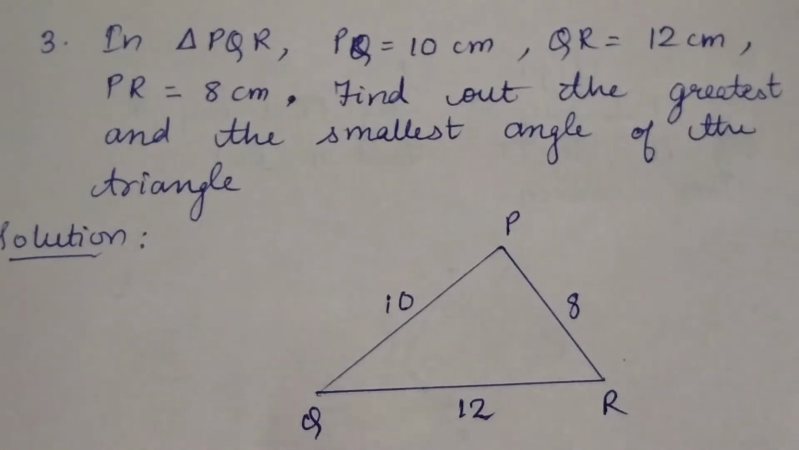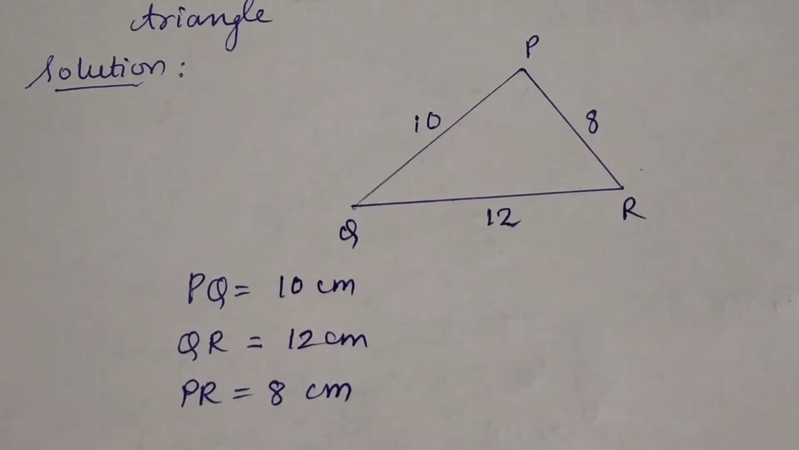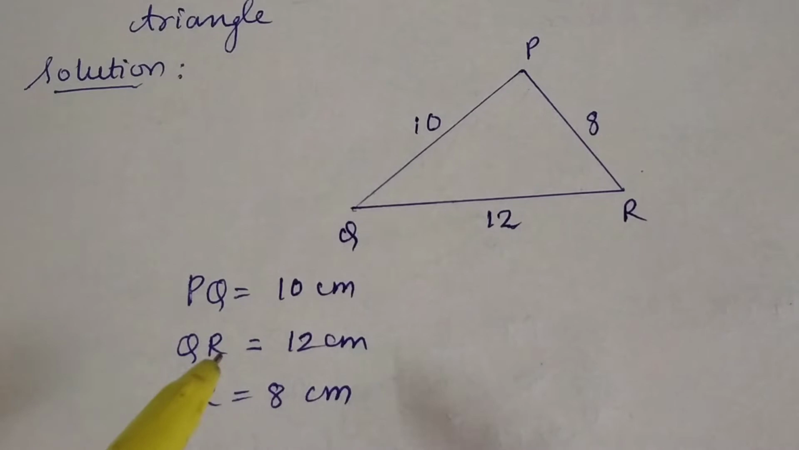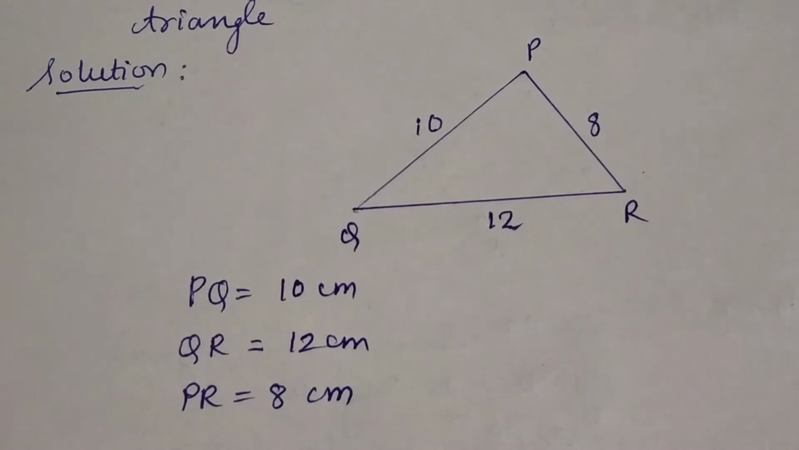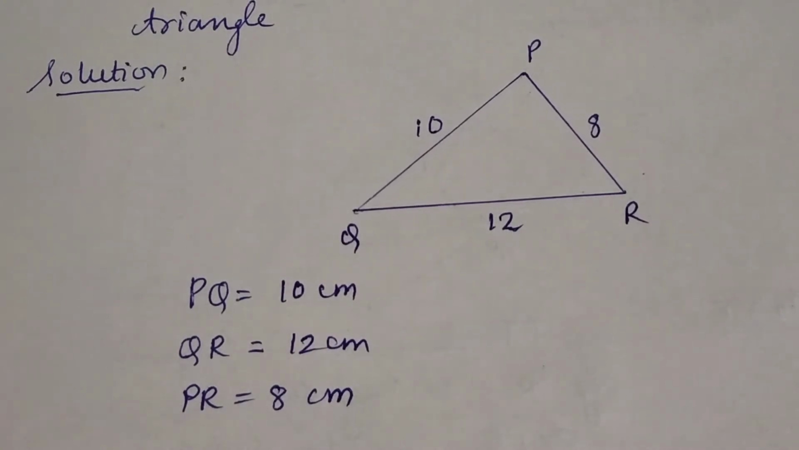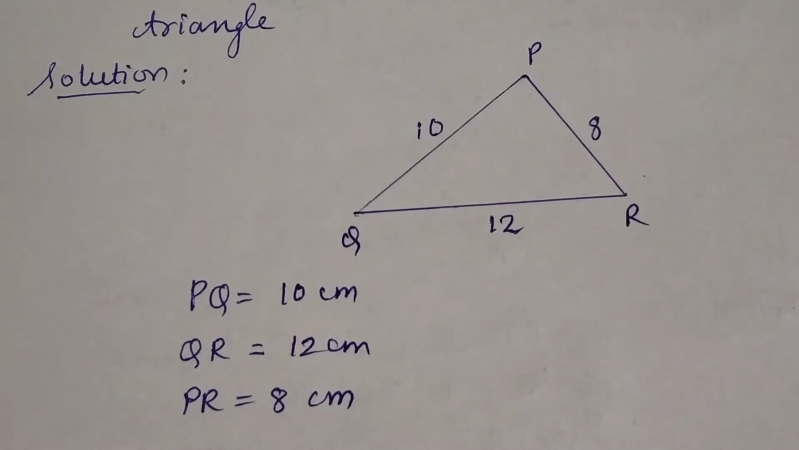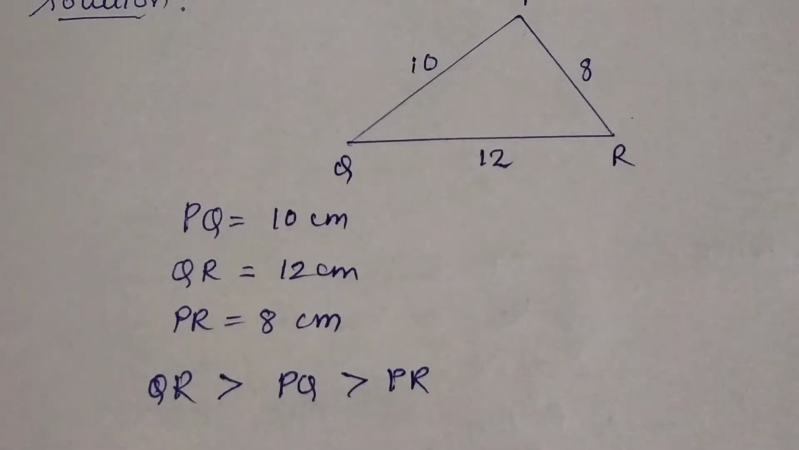First we will write down the lengths of the given sides of the triangle: PQ, QR and PR. This is given, so I write that down. Next, I will write them either in ascending or descending order. I'll write them in descending order, the greatest side first, followed by the smallest one.